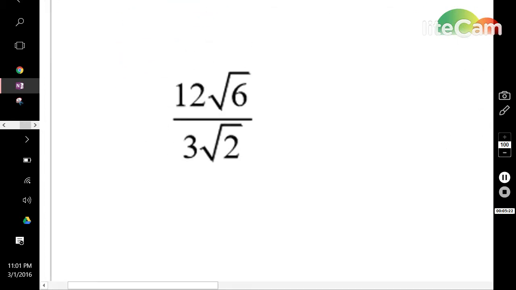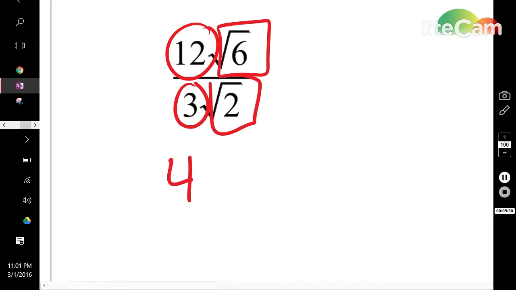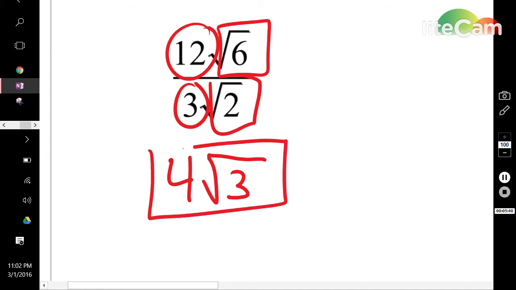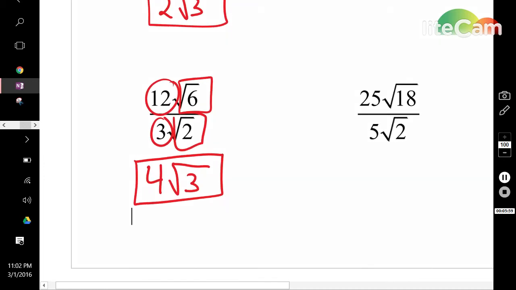This example here, you have 2 on the outside and 2 on the inside. 12 divided by 3 is 4. The square root of 6 divided by the square root of 2 is the square root of 3. 3 cannot be simplified at the radical, so we are going to leave it as our final answer. So one more time, divide 12 and 3, they're both outside, you get 4. Divide the two numbers on the inside of the radical, 6 divided by 2 is 3. Square root of 3 cannot be simplified because 3 is not a perfect square, and a perfect square root besides 1 does not go into it.